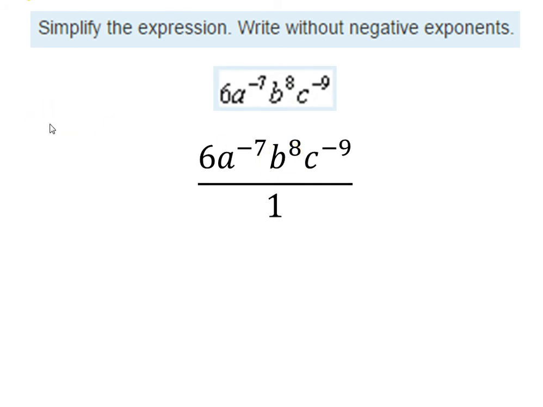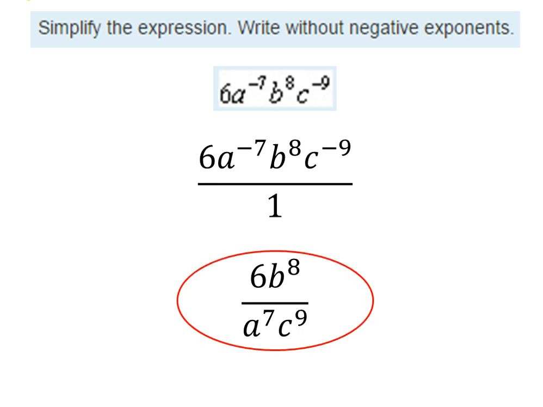So if I move those things with the negative exponents to the denominator, notice our 6 and our b to the 8th are still in the numerator, and the a to the 7th and the c to the 9th have now moved to the denominator, and the exponents have become positive. And now there's no other things with like bases here, so we leave our answer as it appears right there.